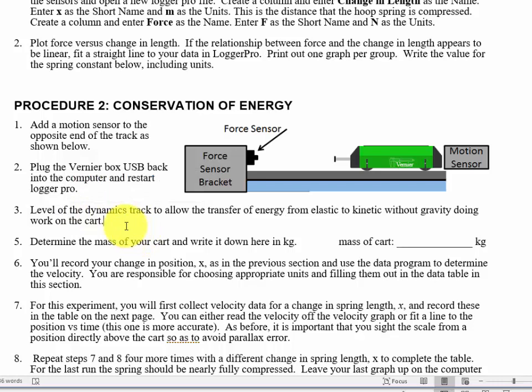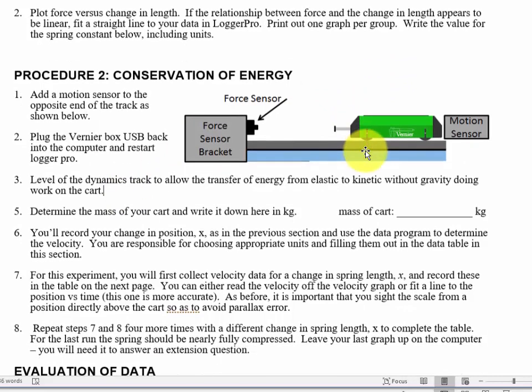As with the last time you used these levels, the bubble gets you kind of close, but still, go ahead, get it level according to the bubble. Give the cart a push in one direction, give the cart a push in the other direction. Make sure it doesn't preferentially go in one direction or the other.